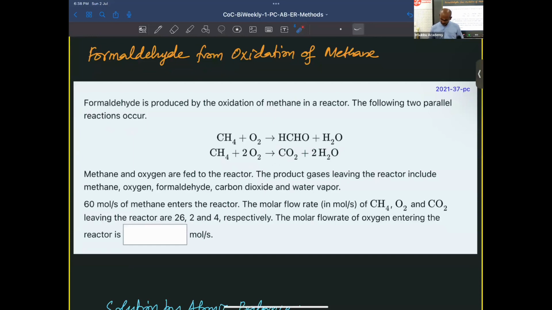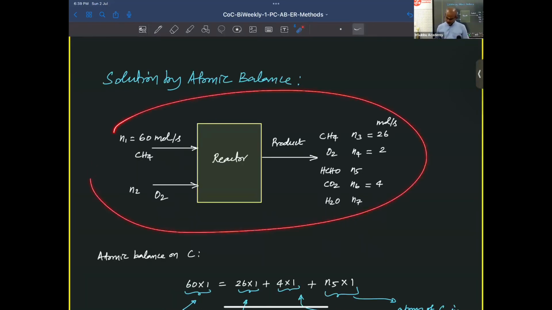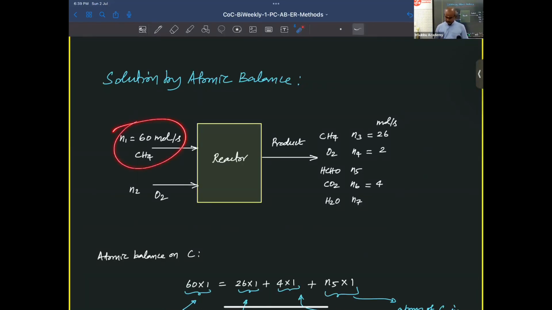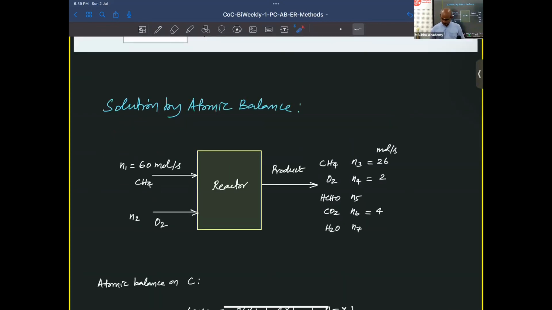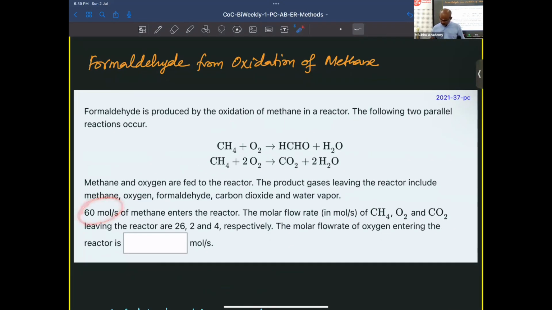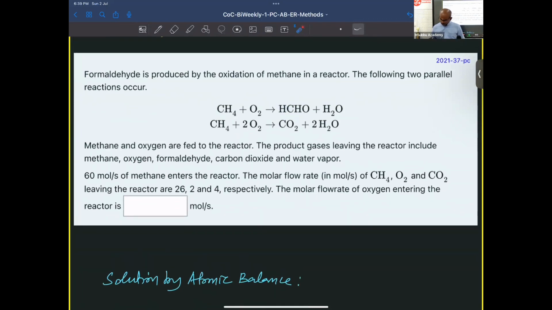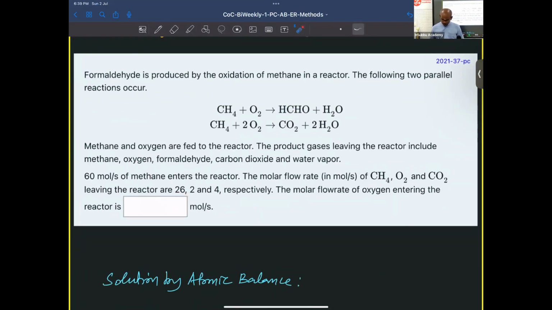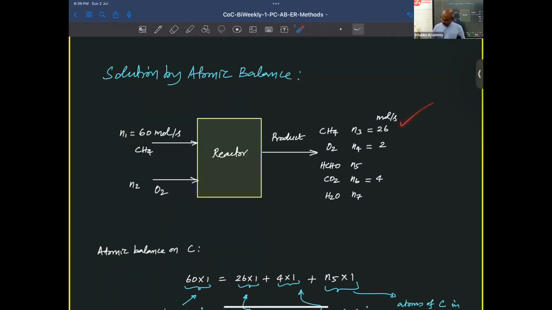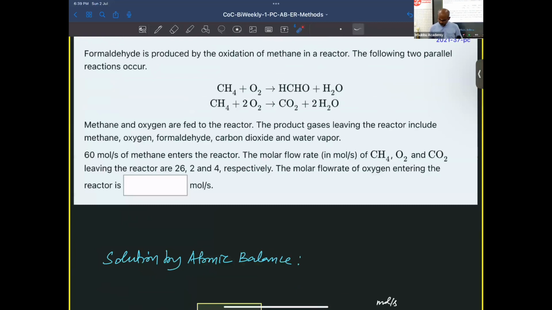So let us first represent this schematically. We have methane entering at the rate of 60 moles per second. And we have methane leaving in the amount of 26 moles per second, O2 2 moles, and CO2 4. So we can write these moles. In the product, in addition to methane, O2, and CO2, we have the essential product, formaldehyde, and also water vapor because of the reaction.